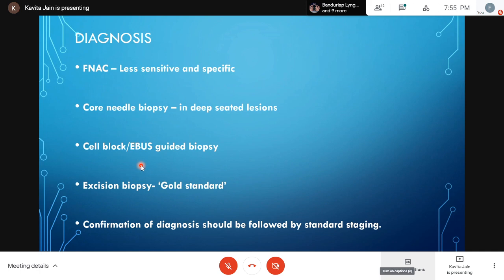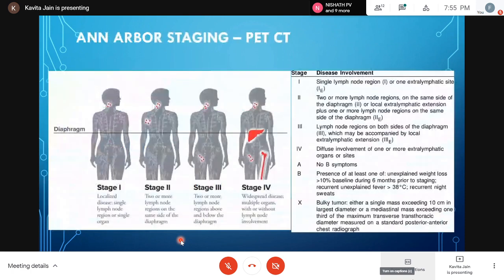Then in cases like mediastinoscopic biopsies and EBUS guided biopsies, of course we have scarce material, but that is the only material available in some cases. Now confirmation of diagnosis should be followed by standard staging. Of course we all are aware of this term, Ann Arbor staging, which was initially done by lymphangiography and splenectomy. You must have heard that they used to do splenectomy for staging.